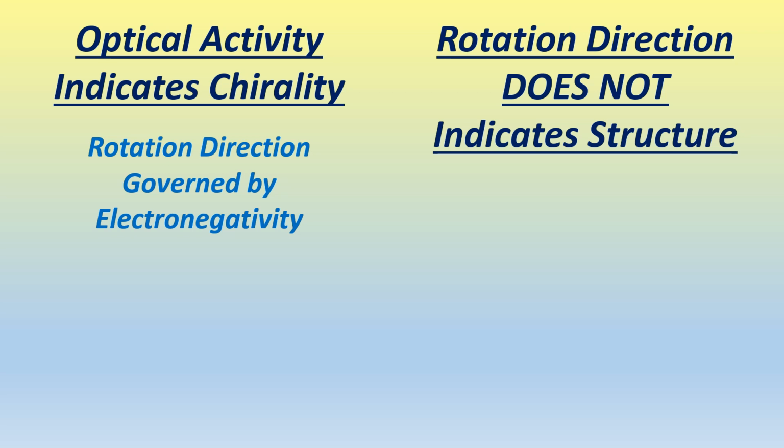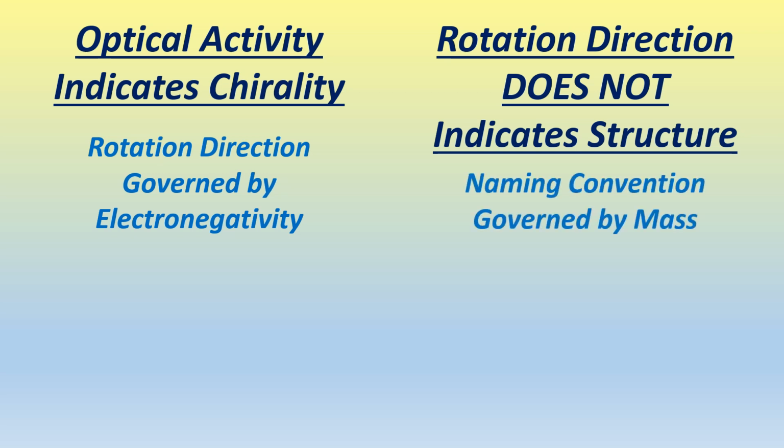However, some confusion arises in that the rotation direction does not necessarily indicate the structure, meaning that as far as naming the compounds goes, which as you know is very important, the naming convention is actually governed by the mass of the substituents. So there can be instances where the name of an isomer does not necessarily match the direction in which the light is being bent by that. This will be explained and gone into in some detail in the following series of these videos.